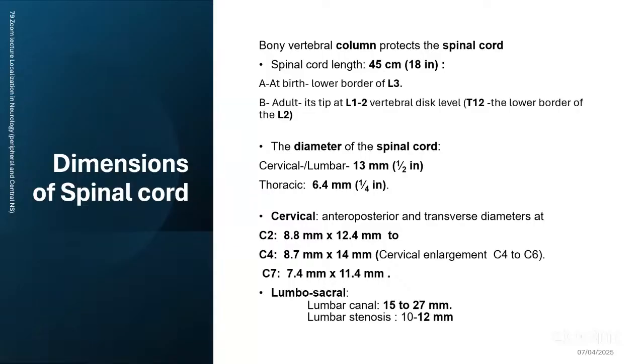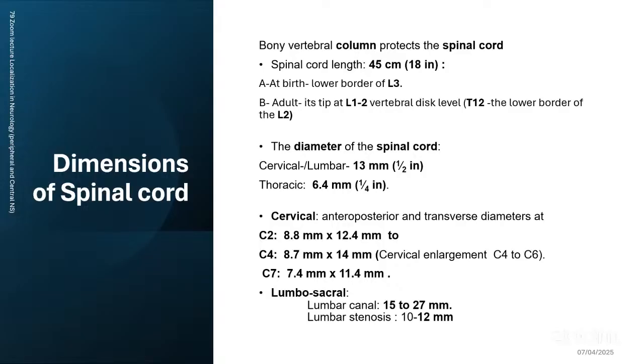And what is the length? It is about 45 centimeters of spinal cord. At birth, it is at the lower border of the L3 vertebral body. And in adults, its tip is at the L1, L2 vertebral disc level, or T12, the lower border of L2. The diameter of the spinal cord, what you see in diagrams looks very big, but it is only 13 millimeters in cervical and lumbar regions, and that is half an inch. And in thoracic, it is a quarter inch.